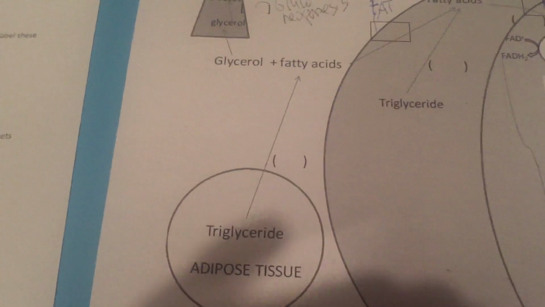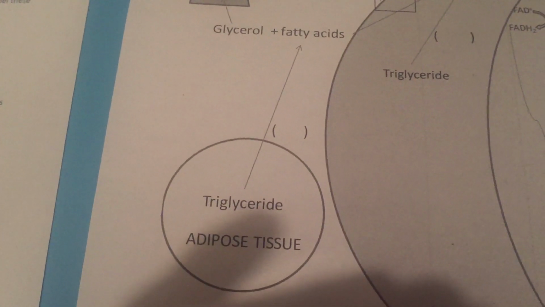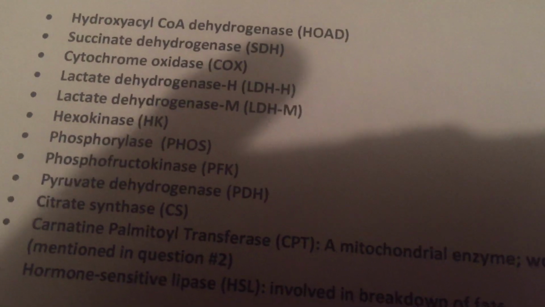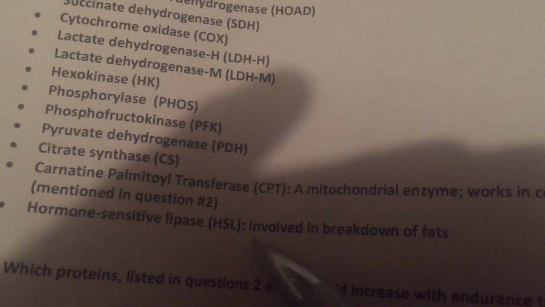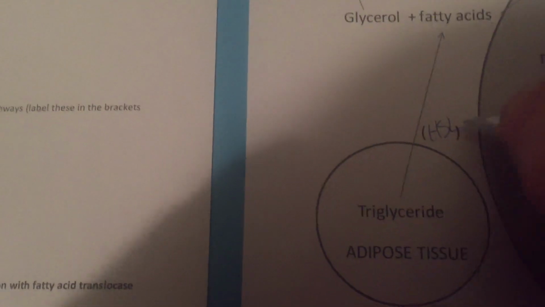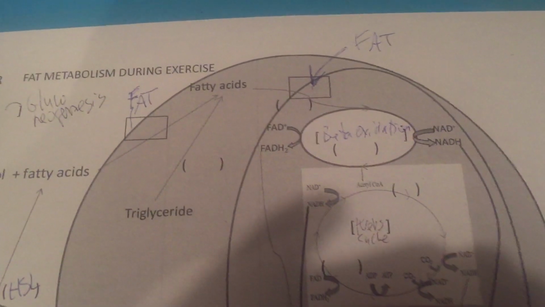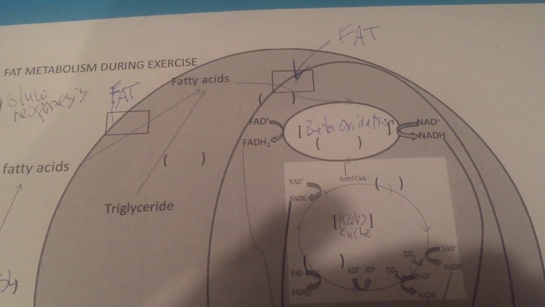The one that belongs here is called hormone sensitive lipase. And just like on your question sheet here, I'm going to just abbreviate it. Where is it? It's right down there at the bottom. Involved in breakdown of fats. So HSL. That would be here at your adipose tissue to break down the triglyceride. And you also have triglycerides stored in your muscle fibers. And again, in the muscle fibers is that hormone sensitive lipase that breaks down the triglyceride. So I'm going to put HSL there as well.